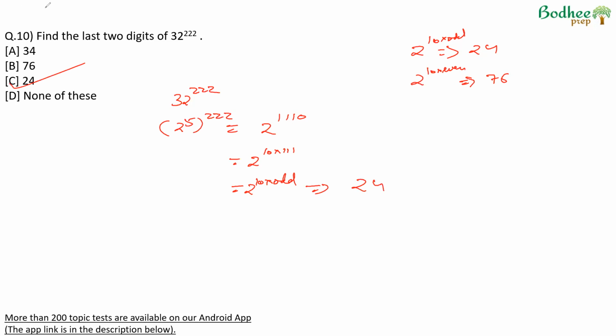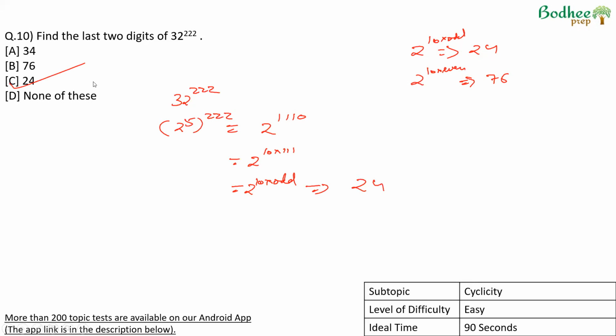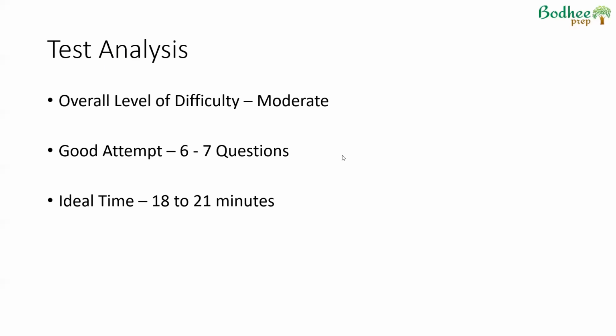Again, since this is the case for 2, not a difficult question. If you've done this topic, it should be an easy question to solve within maybe 1.5 minutes. If you look at the overall level of difficulty for this test, moderate level of difficulty, 6 to 7 questions for a 97 percentile, 18 to 21 minutes to go through the entire test, as I said earlier.